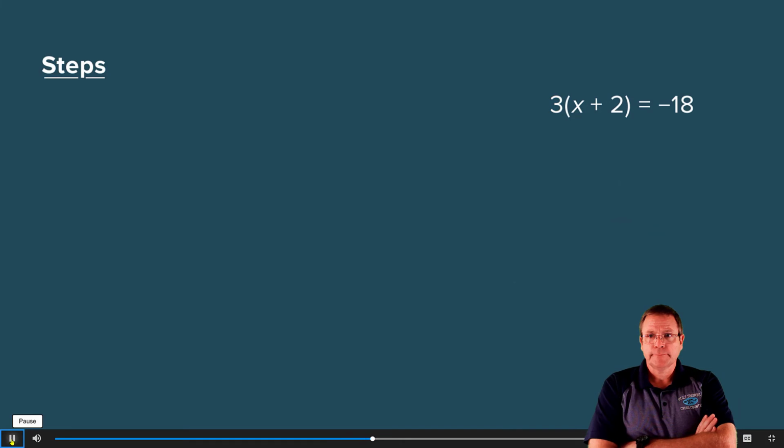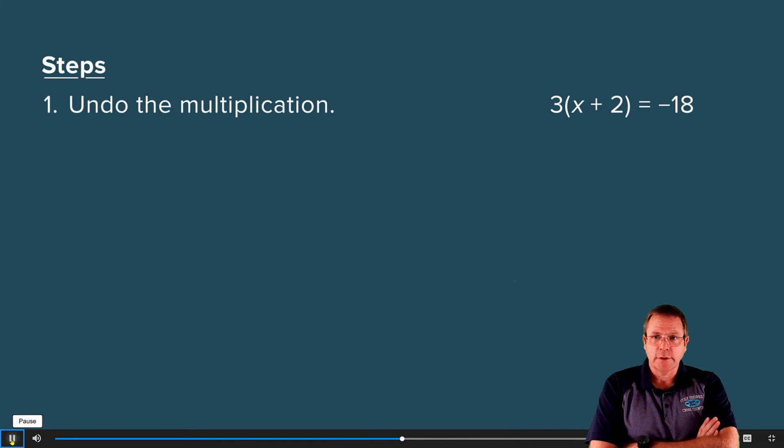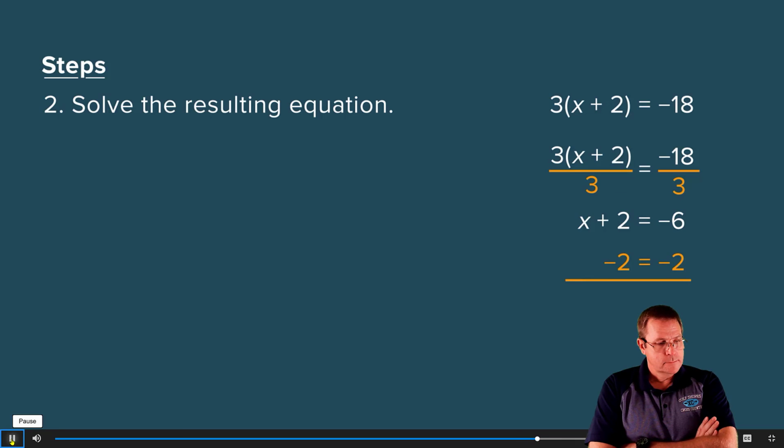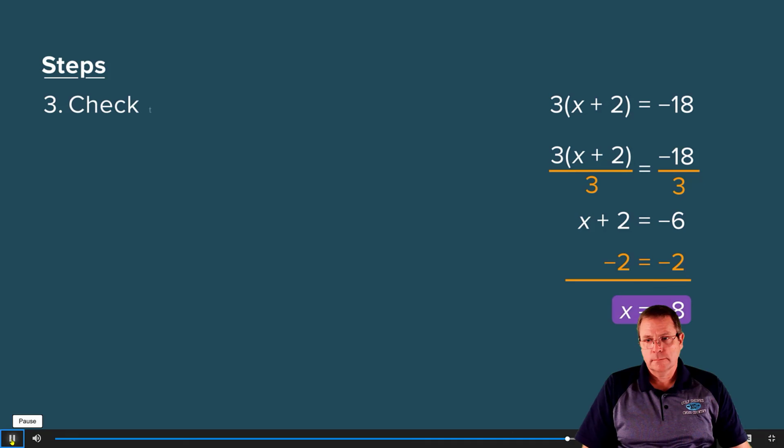Another way to solve this equation is to first undo the multiplication by dividing each side of the equation by the number outside the parentheses. In this example, divide each side of the equation by 3, then simplify. Next, solve the resulting one-step equation. In this example, subtract 2 from each side of the equation. The solution of the equation is x equals negative 8.